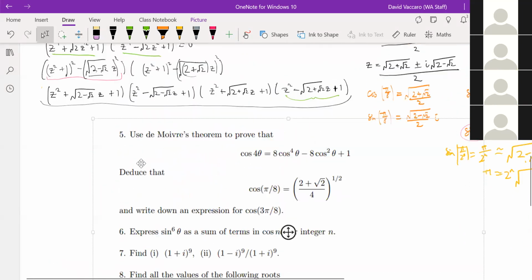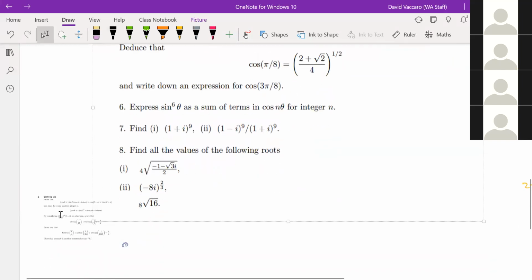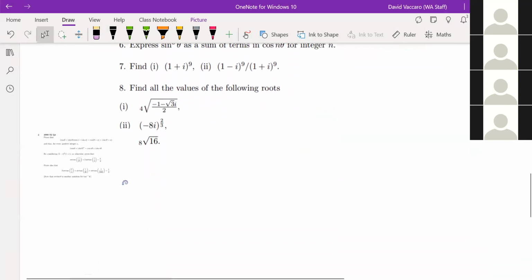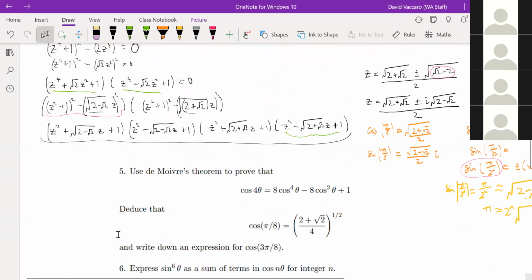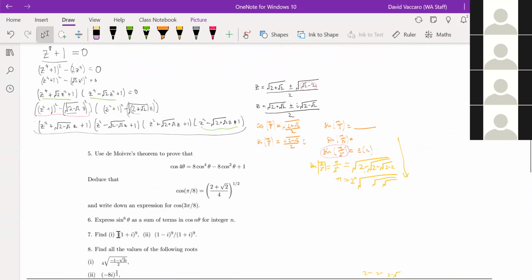Okay, and I chose this de Moivre's theorem question deliberately, because it ends up with the same expression for cos pi over 8, which we found using our nested square roots. So I thought it would be neat to see. So use de Moivre's theorem to prove that cos 4 theta is this expression.